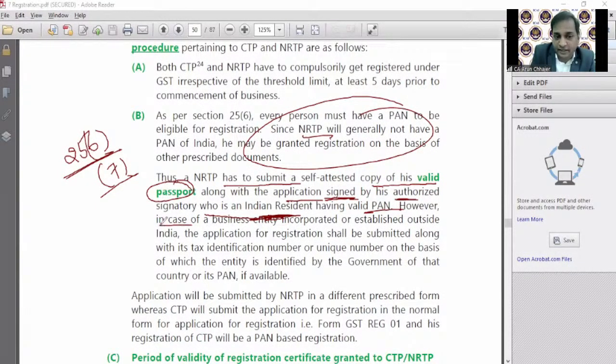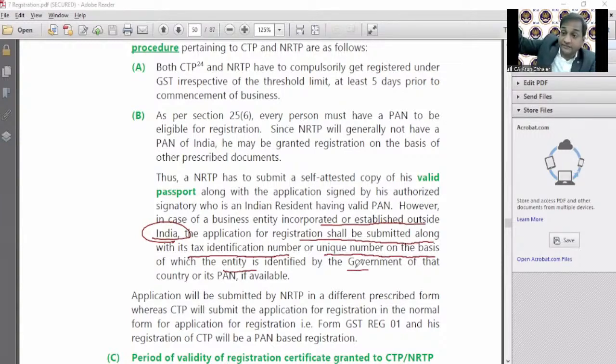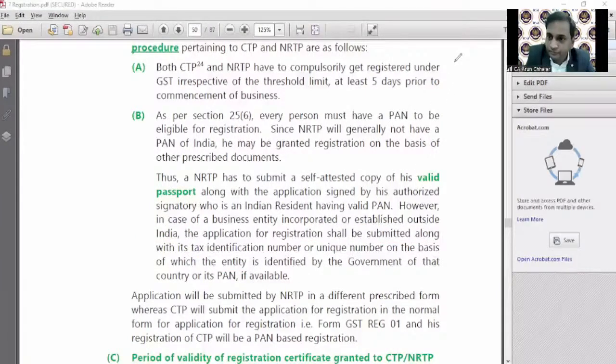And one more exception: in case of a business entity incorporated or established outside India, the application for registration shall be submitted along with its tax identification number or unique identification number, on the basis of which the entity is registered in that country. So he might have a PAN number or any other tax identification number of that country. That number has to be submitted along with the application. So this is all about the casual taxable person or non-resident taxable person. Please put me the question if you have any doubt with respect to casual or non-resident, or is it clear?